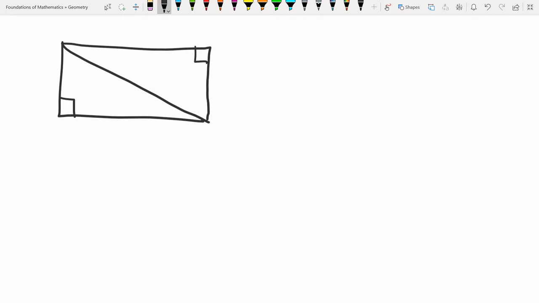Probably the most famous theorem about right triangles is the Pythagorean theorem. This is named after a Greek mathematician called Pythagoras. So let's look at that. The Pythagorean theorem is just a squared plus b squared equals c squared. And the a and b don't matter so much. What does matter is c. C is always called the hypotenuse.